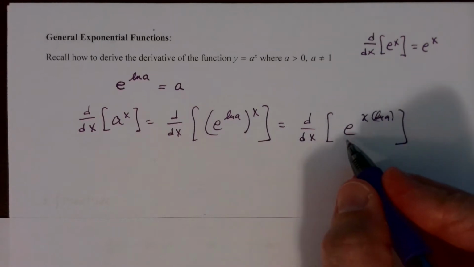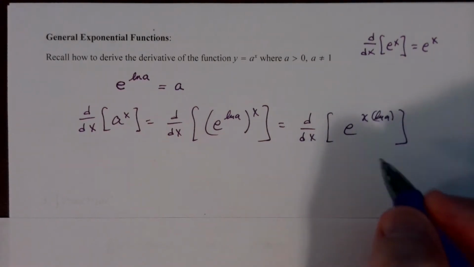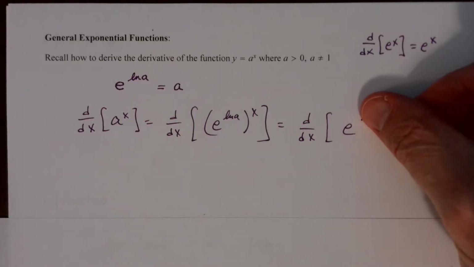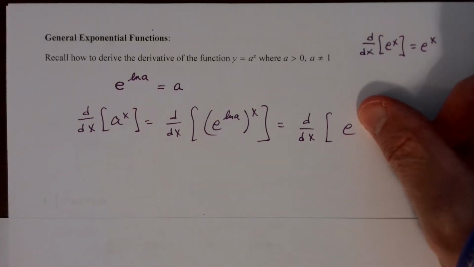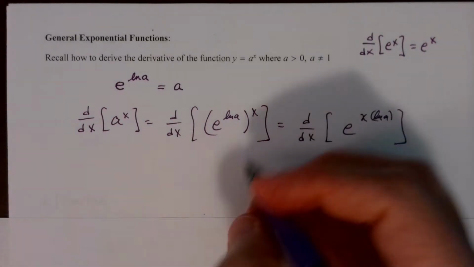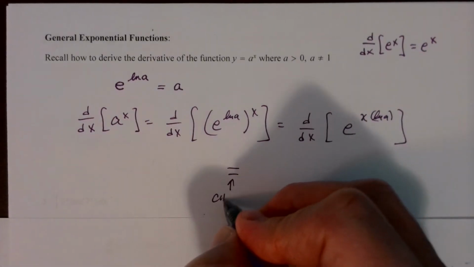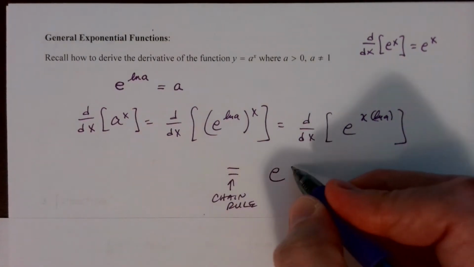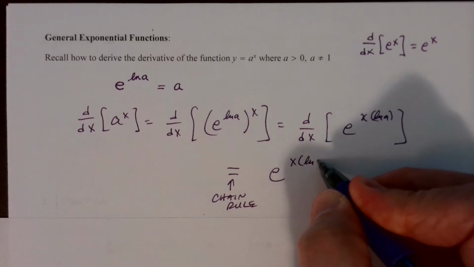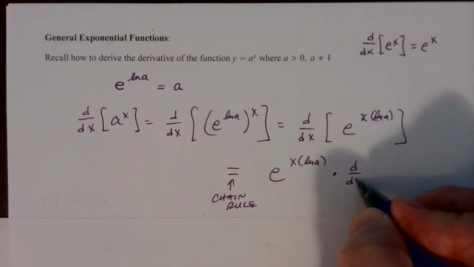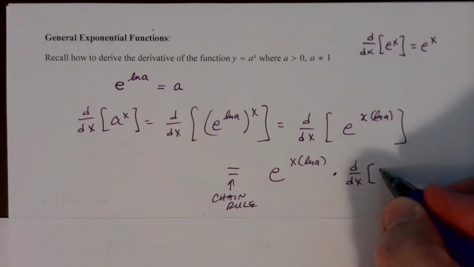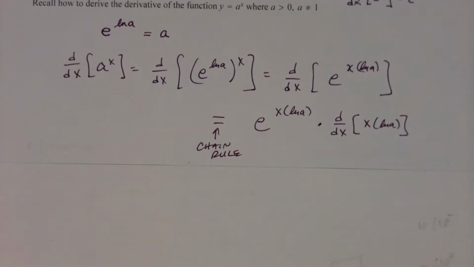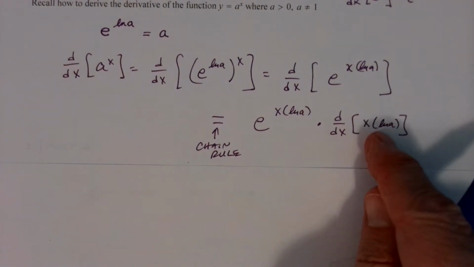So when I take the derivative of e to this, it's the chain rule. I know the outer function is e to the u. What's the derivative of e to the u? Just e to the u. Look up above, right? So the chain rule says this is the derivative of the outer function, which is e to the x times natural log of a, times the derivative with respect to x of the inner function. The inner function is x times the natural log of a. Now what is the derivative of x times the natural log of a? Natural log of a is just a constant.